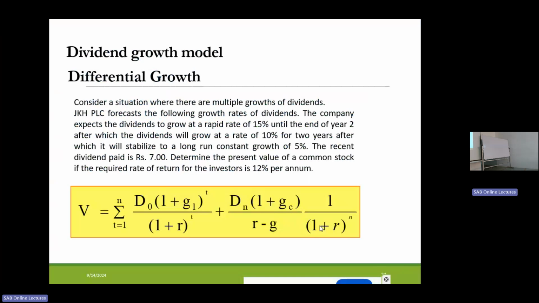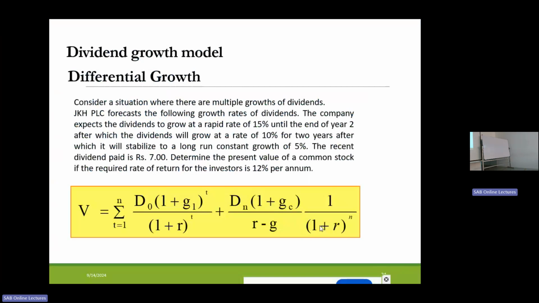They are paying zero growth, constant growth, but in practice you will see that dividends are growing at different rates. Initially at a lower rate, then at a higher rate. After a certain period, they are paying dividends at a constant rate. So you will have more than one. Consider the situation where there are multiple growths of dividends, not zero, not constant, but different multiple growths of dividend.